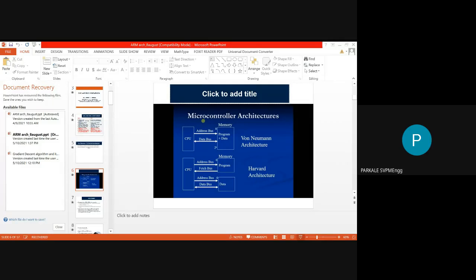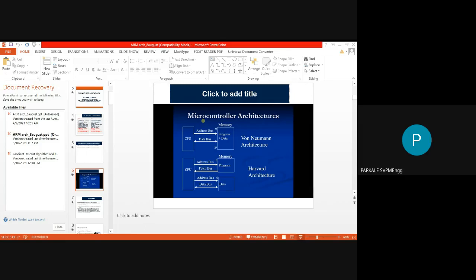Okay. Now the second architecture is called the Harvard architecture. What happens in Harvard architecture? You have the CPU, you have separate program memory and data memory, and each of the program memory and data memory has its own address bus as well as data bus. That means the program memory has a separate address bus and data bus, and the data memory also has a separate address bus and data bus. Now, what is the advantage of this separate address bus and data bus? It means your CPU can simultaneously fetch from the program memory as well as the data memory.